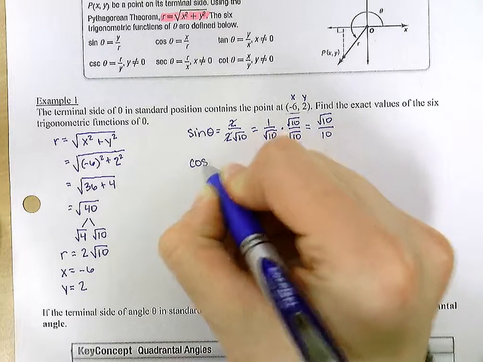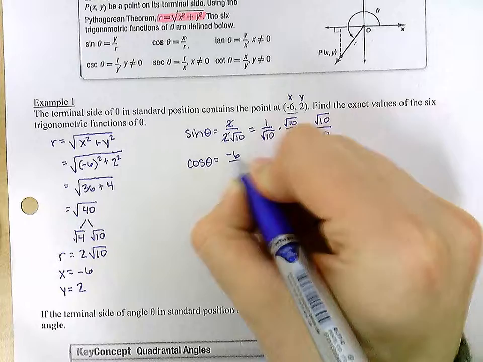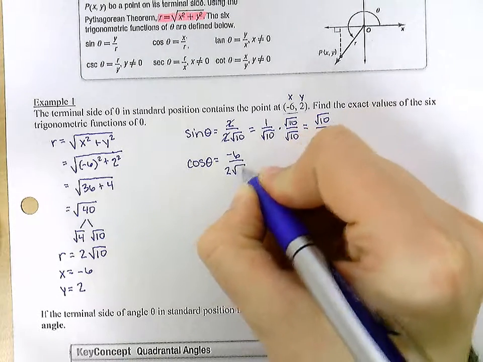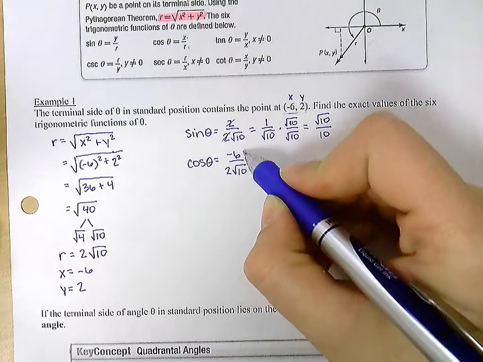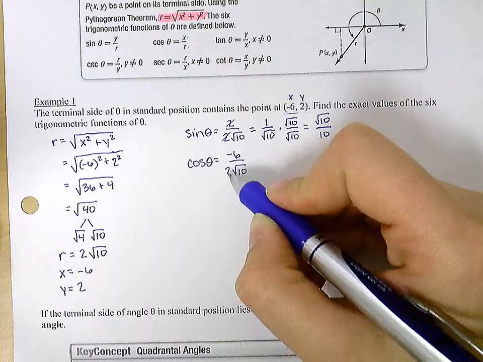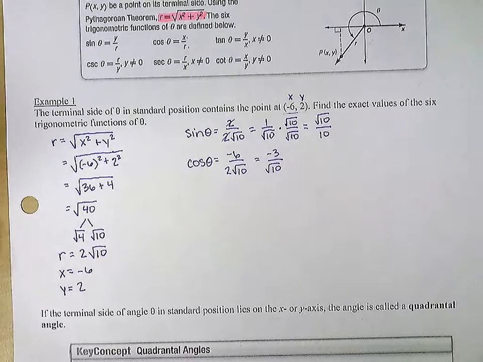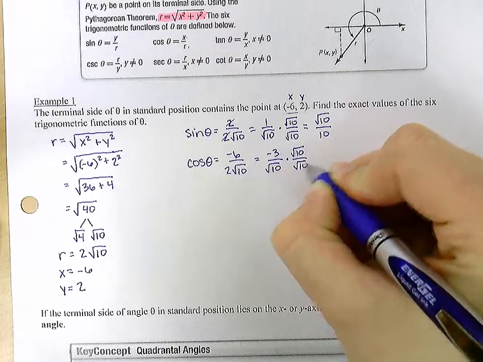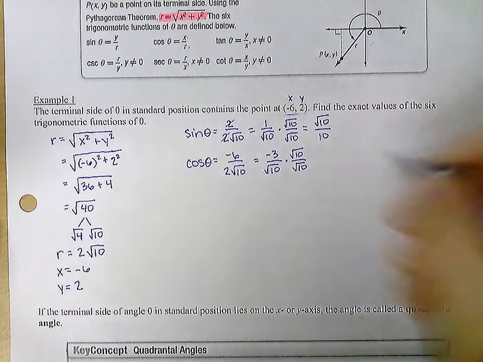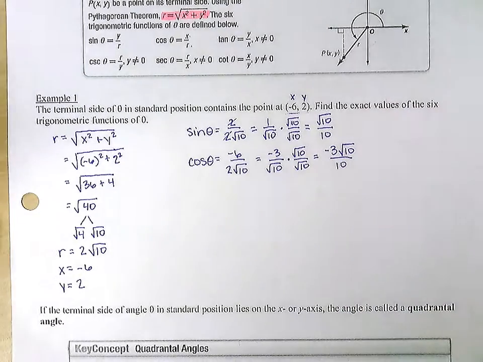We'll do the same thing with cosine of theta. Cosine of theta is x over r, so I'll take our x value of -6 over r, which is 2 square roots of 10. I can simplify this right here. Negative 6 divided by 2 is negative 3, and that's still over the square root of 10. Again, I want to simplify that, so I'll multiply by square root of 10 over square root of 10 to get the radical out of the denominator. We have negative 3 square roots of 10 over 10.